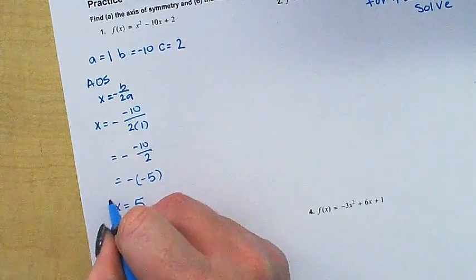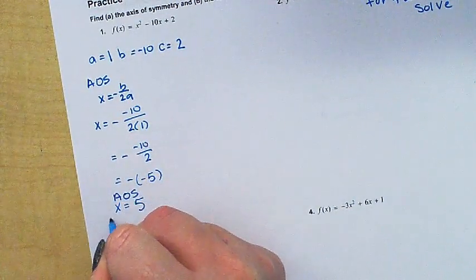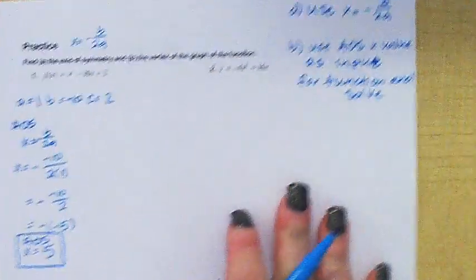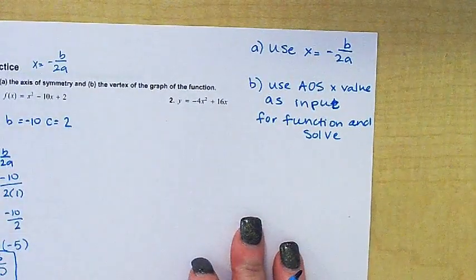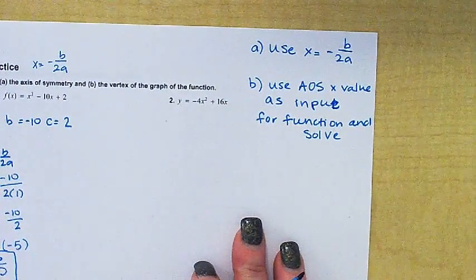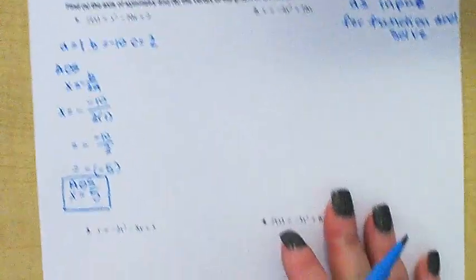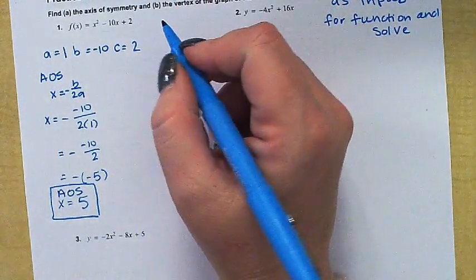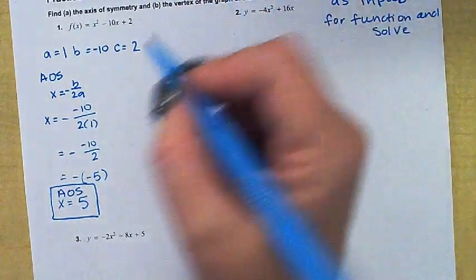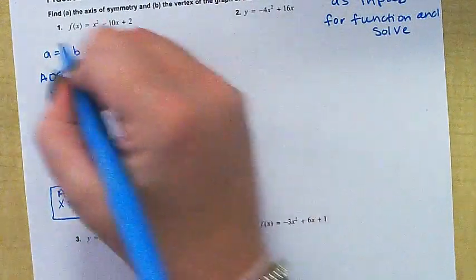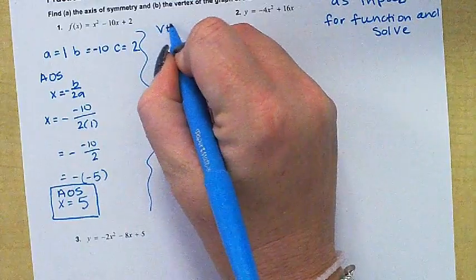So our axis of symmetry is 5. And then if we look back over here, we're going to use the axis of symmetry x value as an input for the function and solve to get our y value. So for our vertex, this is axis of symmetry, and now I'm going to work on vertex.